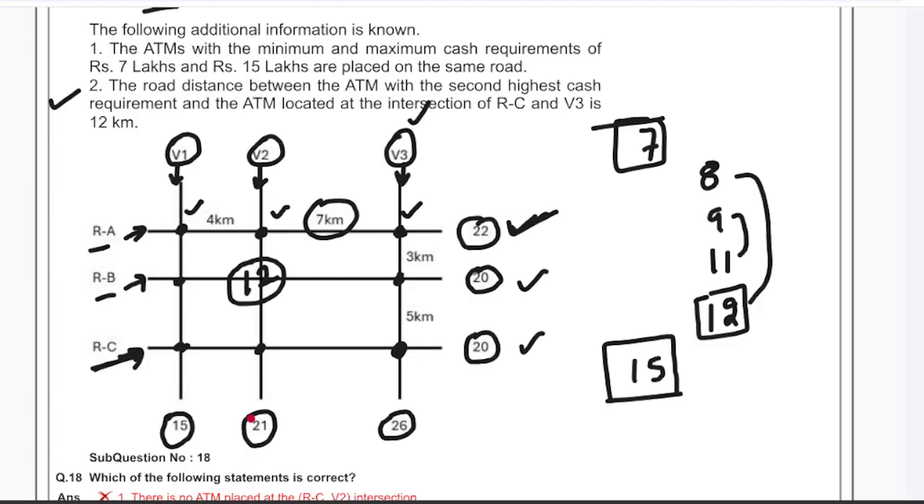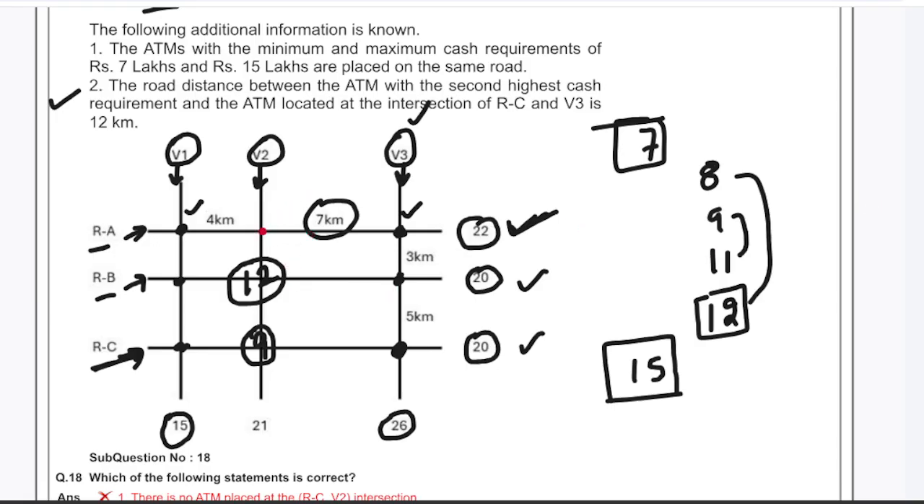Now the total has to be 21 here. That means we have to add 9 lakhs here. Here we can't add. Reason being because we know 7 and 15 has to come here, on which of these points we don't know. That means this is 9. As soon as this becomes 9 lakhs, that means there's nothing at this ATM. This ATM will remain empty.